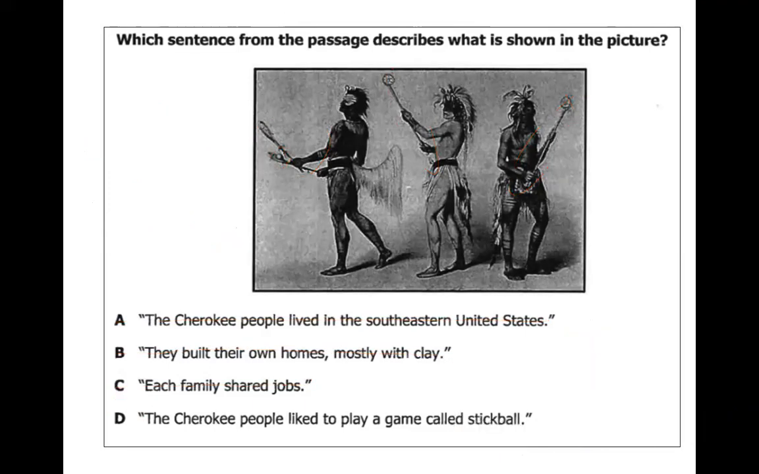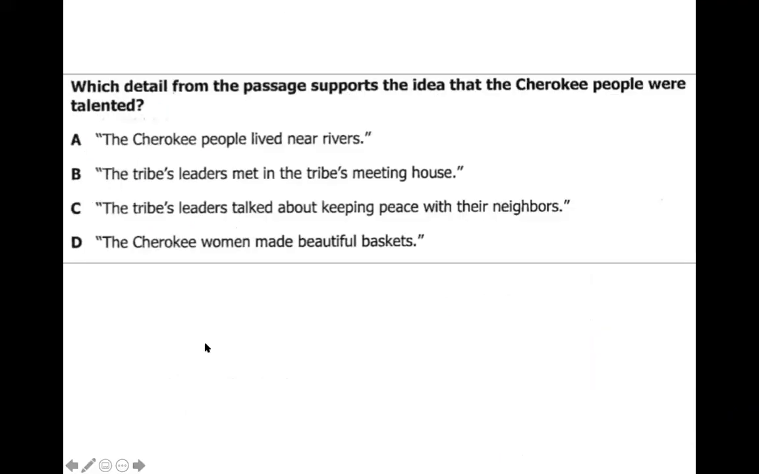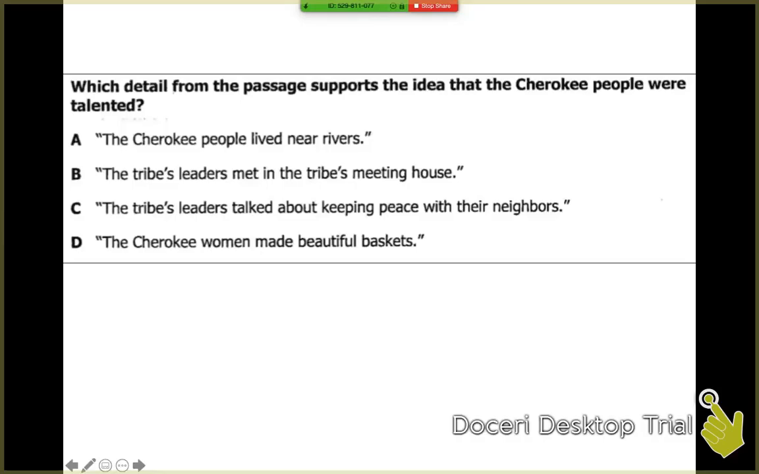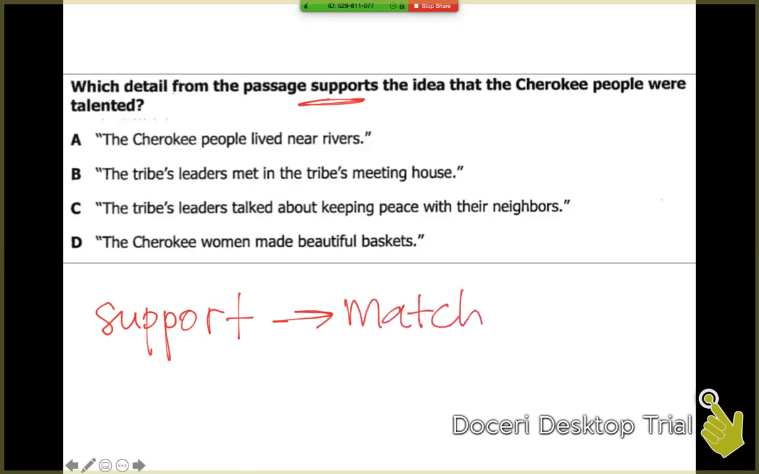All right, last question, and again, super hard worker challenge. You guys know I like to save these for the end. This question is asking which detail from the passage supports the idea that the Cherokee people were talented. Now remember, the word support means that it has to match or say sort of the same thing. So I'm looking for something that supports what? I want to support that Cherokee people were talented.